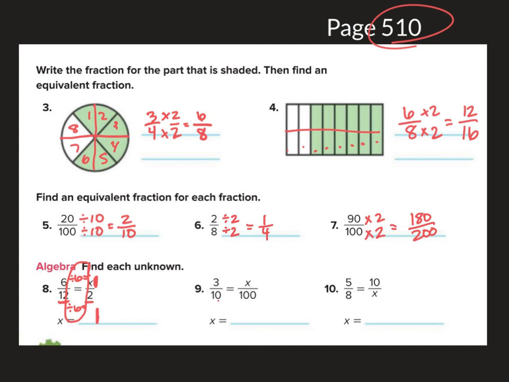Okay, here I went from 10 to 100. What happened? Multiply by 10. So I need to do 3 times 10 to get my answer up here, and that is 30. Notice I did the same to the numerator, multiplied by 10. Here we have our numerator values on number 10. So I went from 5 to 10, times 2. So I need to multiply the bottom by 2 to figure out what x is equal to, my missing value. 8 times 2 is 16.